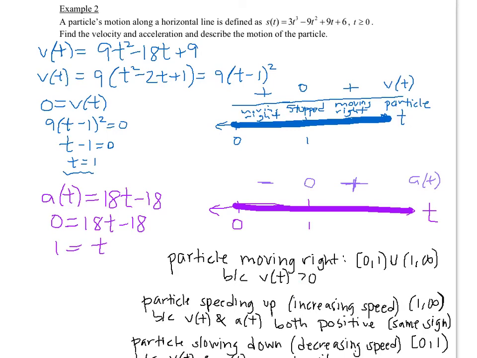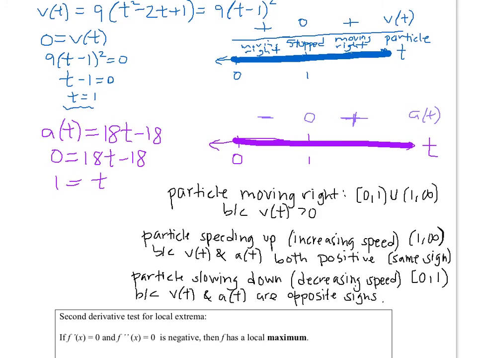Now, if you move this up a little bit, you'll see I've written that the particle is speeding up. So we're increasing speed from 1 to infinity. And you look here, the velocity is positive, as is the acceleration. Remember, when the velocity and acceleration have the same sign, that indicates that the particle is speeding up. The particle would be slowing down or decreasing speed anytime the velocity and acceleration have opposing signs.